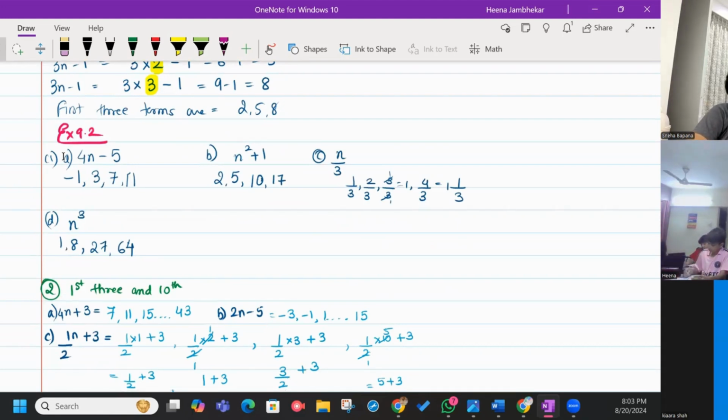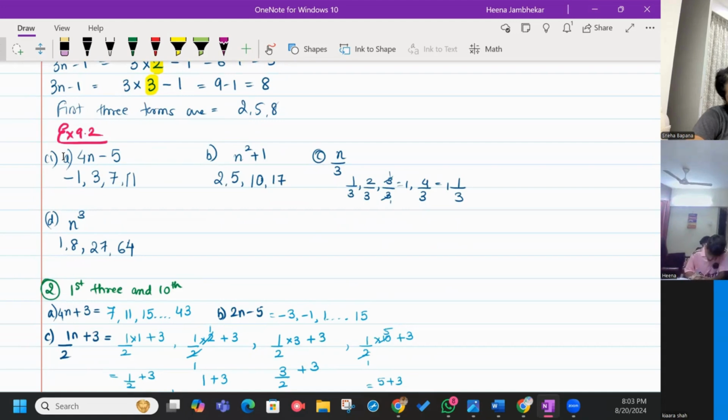Find the first 4 terms of these sequences.